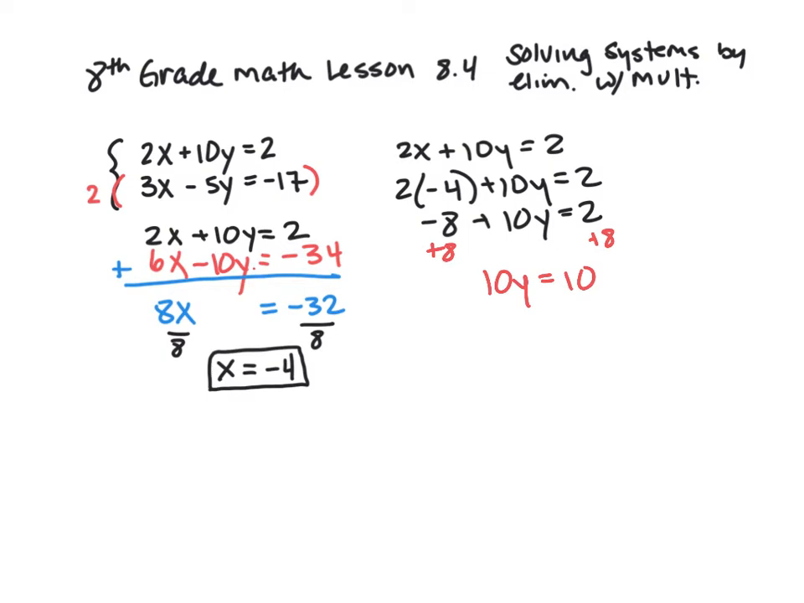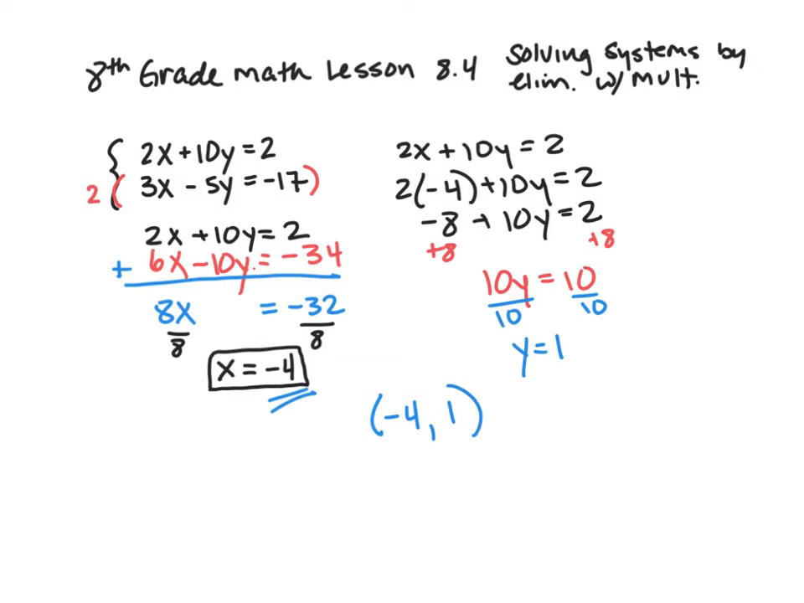Now I've got y being multiplied by 10. Inverse of multiply by 10 is divide by 10. That isolates y by itself. 10 divided by 10 is 1. So my solution is x is negative 4 from here, and y is 1.